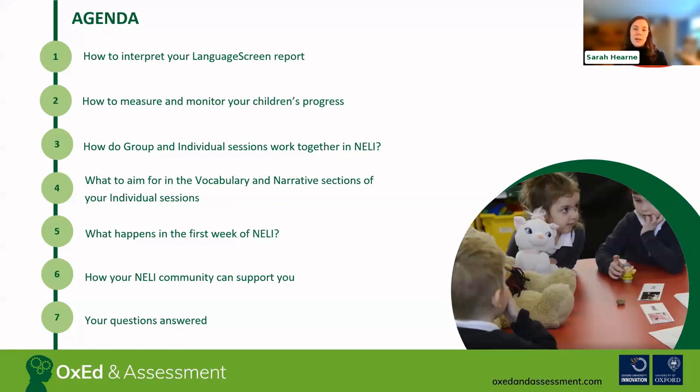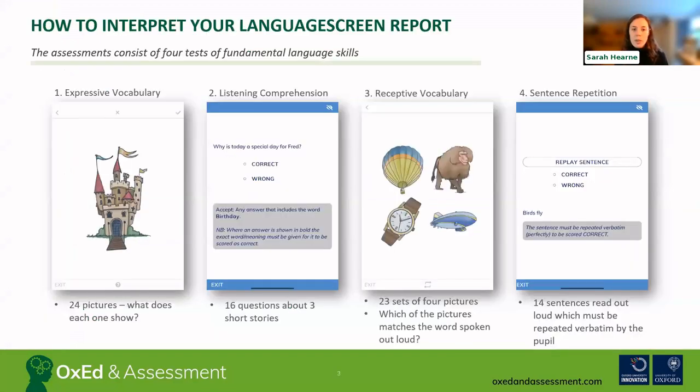So to start us off, I would like to talk about Language Screen and how to interpret and use the reports that you get after completing your assessments. If you've used Language Screen before, you'll know that the assessment is made up of 4 subtests, which measure children's skills in expressive vocabulary, listening comprehension, receptive vocabulary, and sentence repetition.